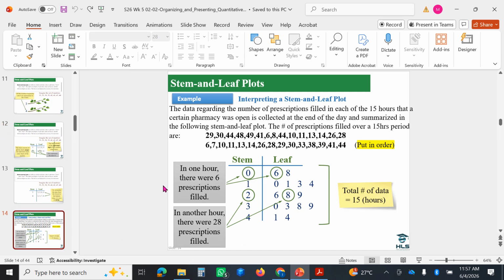So the data regarding the number of prescriptions filled in each of the 15 hours at a certain pharmacy was collected at the end of the day and summarized in the following stem and leaf plot. The number of prescriptions filled over a 15-hour period are, okay, so this is what we've got going on. These are the numbers, and you can see them all here. They're not ordered at all. I got 29, 30, 40, 41, 6.